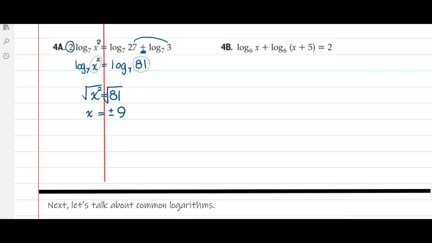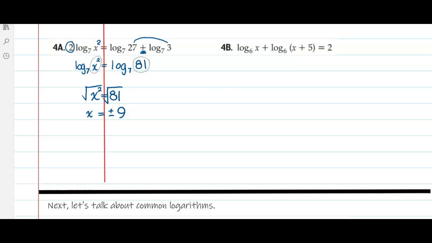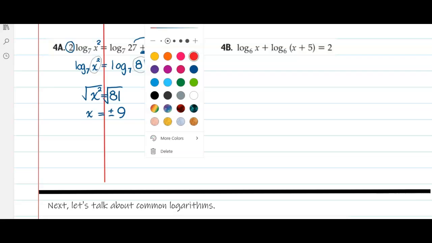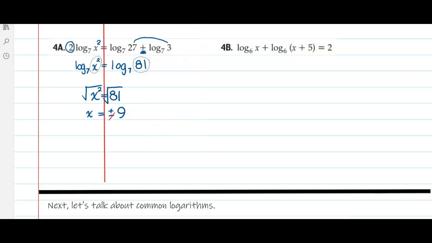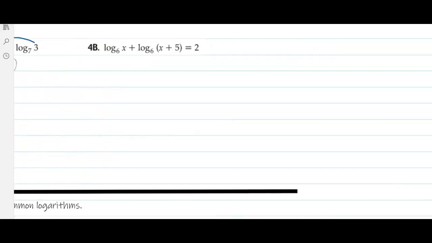Now, thinking back to what we just learned in this original problem, 2 times the log base 7 of negative 9 is not possible. I'm not allowed to have a negative number by itself right here. So that means that I can eliminate that answer choice, and my final answer is x equals 9. Moving on to our last example.